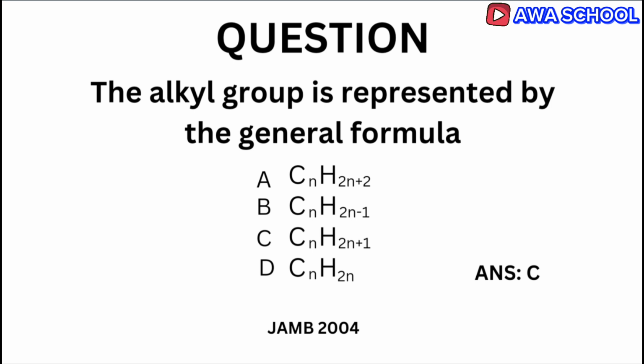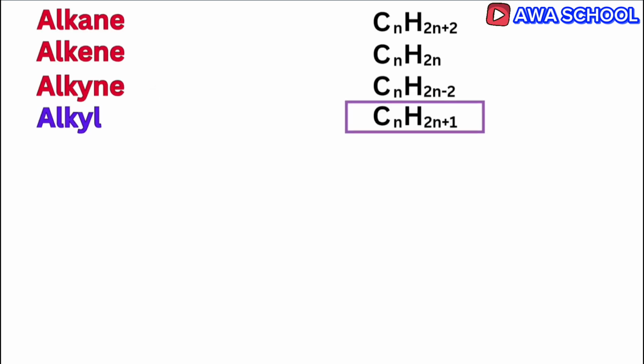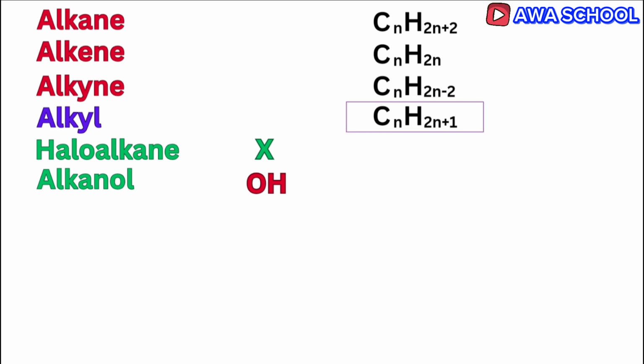Exactly. Alright. It's time for us to know the functional group of this homologous series. Now, haloalkane, the functional group of haloalkane is represented as X. What is X? X is halogens, for example, fluorine, chlorine, bromine, and iodine. These are halogens. Okay. Now, another one we have to know is the alkanol. The functional group for alkanol is OH.